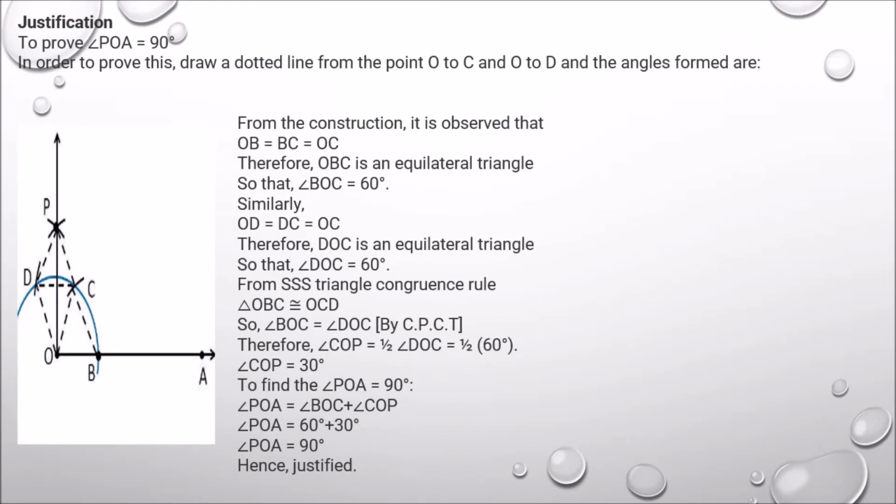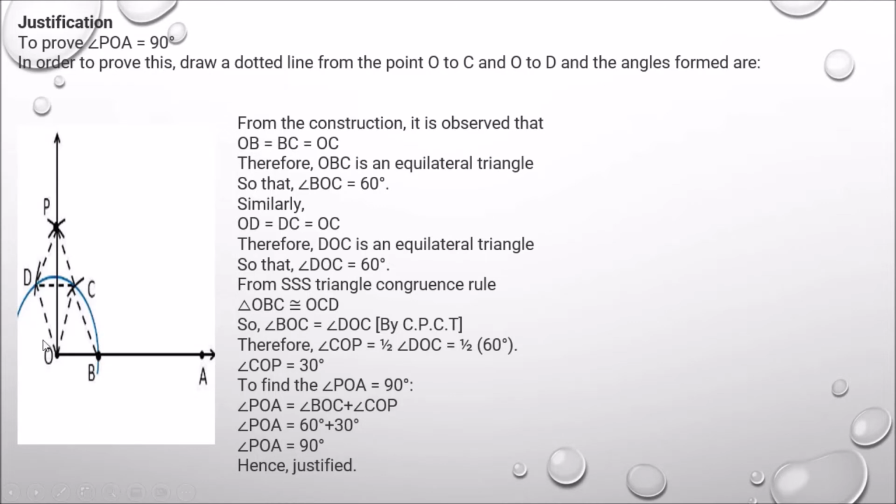Next, to justify this, we have to prove angle POA equals 90 degrees. In order to prove this, draw dotted lines from the point O to C and O to D. So we have drawn the lines OC and OD. From the construction it is observed that OB, BC and OC, all three of them, are equal. Therefore OBC is an equilateral triangle, so angle BOC is 60 degrees.